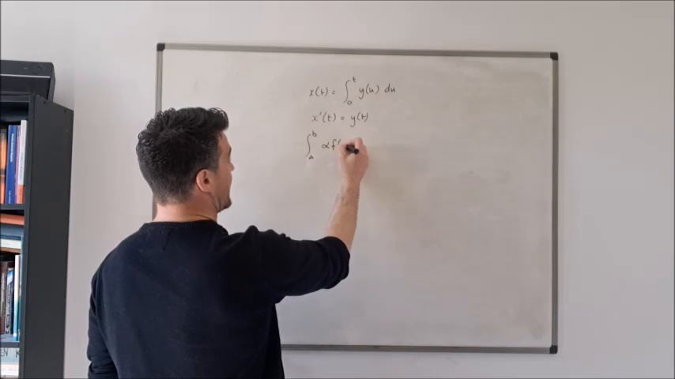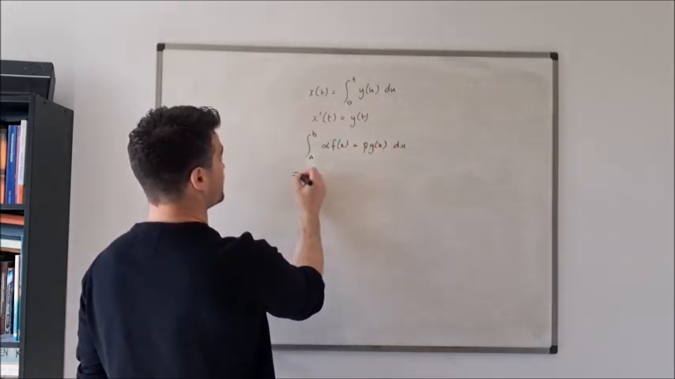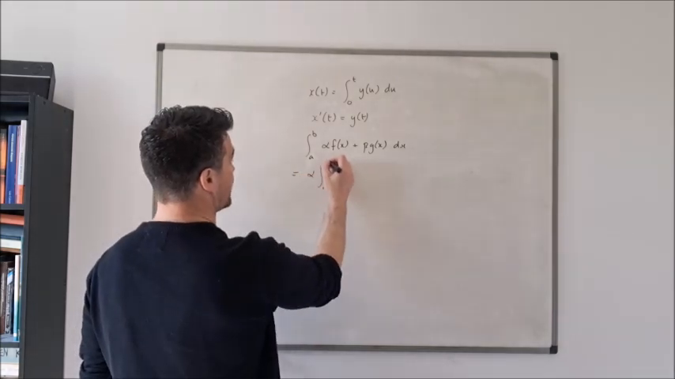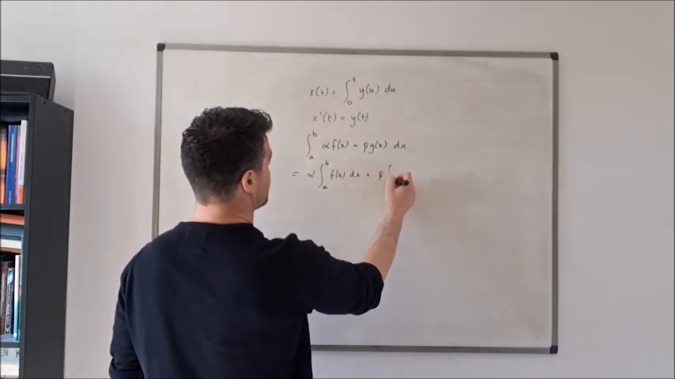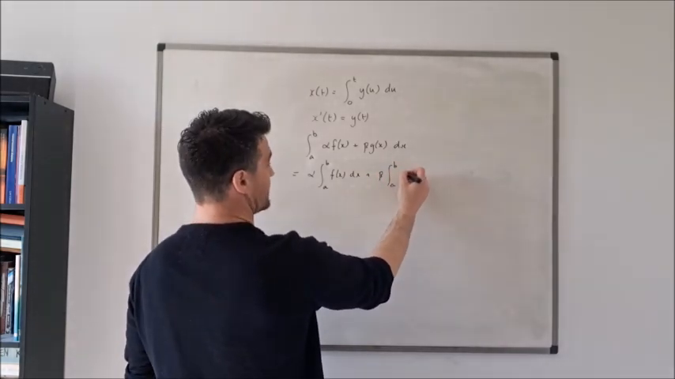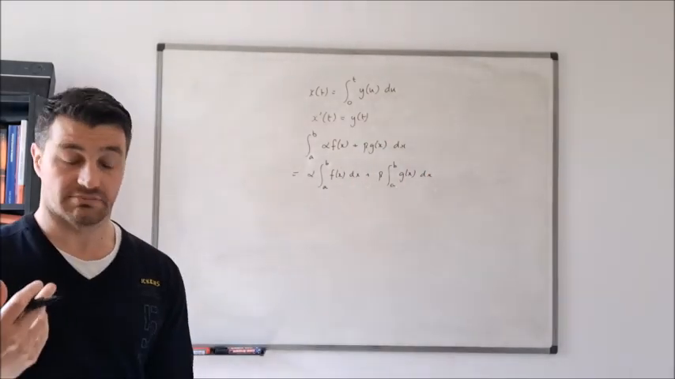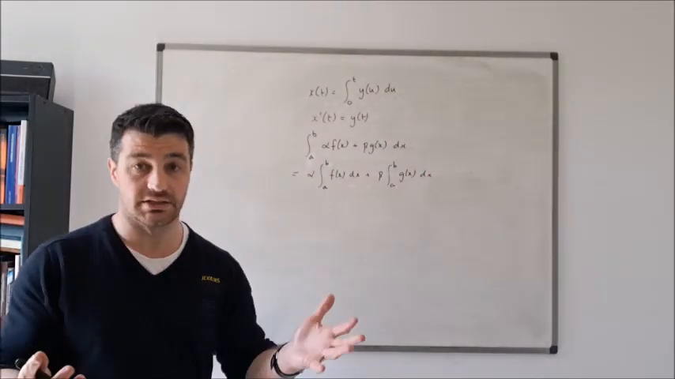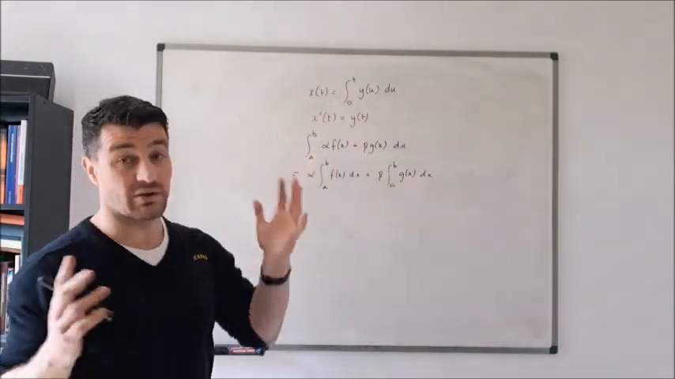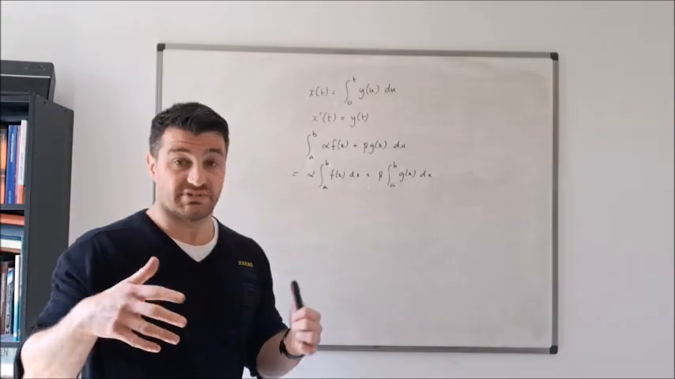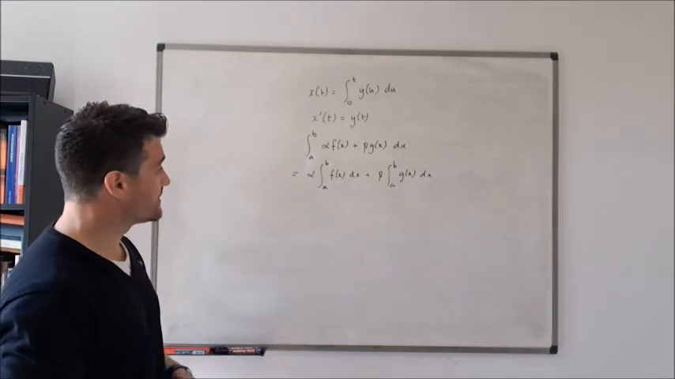alpha times f of x plus beta times g of x dx. This is equal to alpha times the integral from a to b of f of x plus beta times the integral from a to b of g of x dx, where we understand alpha and beta as being suitable constants or scalars. We might even take them as real numbers at this point, but they could be complex numbers because you can integrate over complex variables and things like that. But to keep things simple, we'll keep them as real numbers for now.